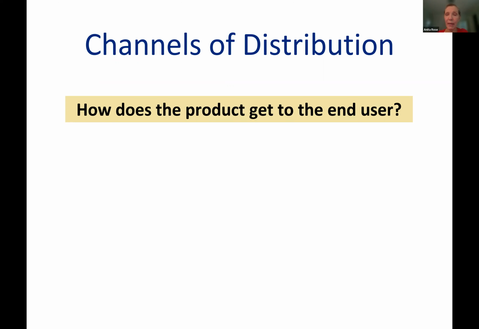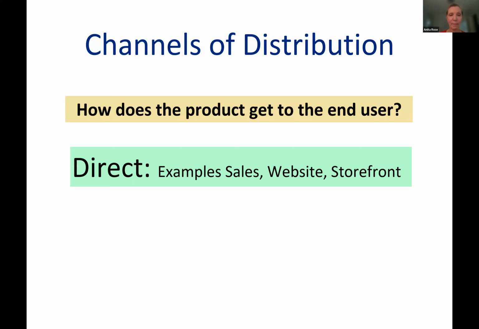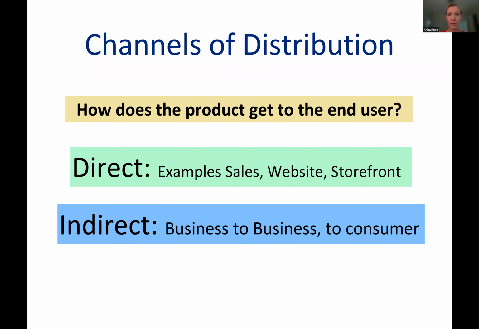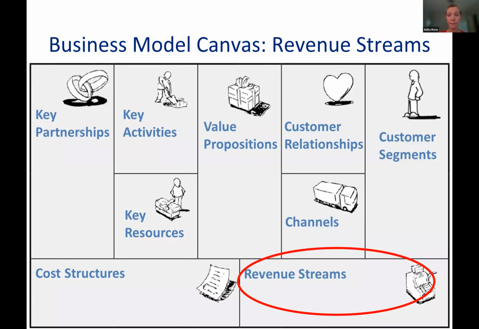It may be the end user, or it may be just the user or the customer segment. So it depends on the business that you have created, right? So direct could be sales, a website, storefront, that sort of thing, direct marketing or distribution. Indirect could be business to business, and then it goes to that final end customer or consumer. And then we have our revenue streams.